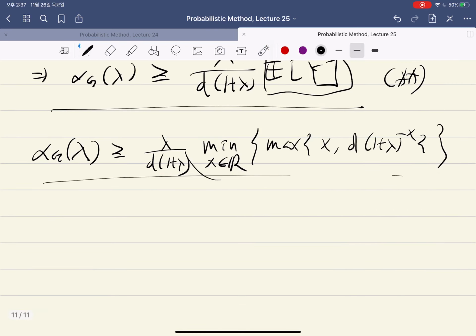And this minimum occurs when these two are the same, because as x increases, this is an increasing function and this is a decreasing function. So the maximum of these two is this, and this is minimized when those two are the same.